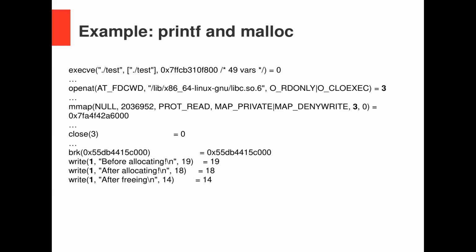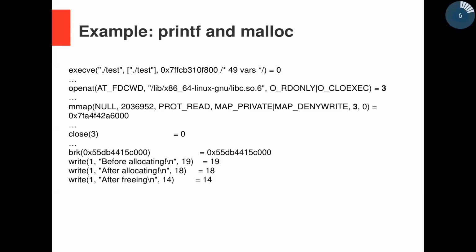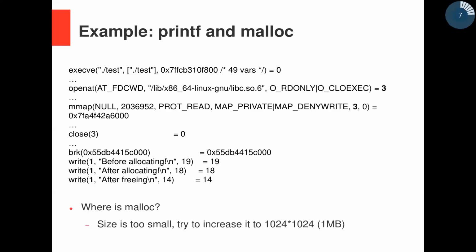So everything was successful, but we are not sure why malloc was not shown between before allocating and after allocating. Why didn't we see malloc? Well, because there is already some initial heap size, and we didn't actually allocate too much. We just allocated 1 kilobyte. So the size is too small. So what if we increase it to 1 megabyte? Let's see what will happen.